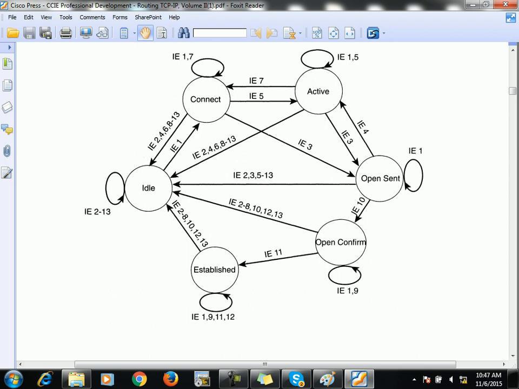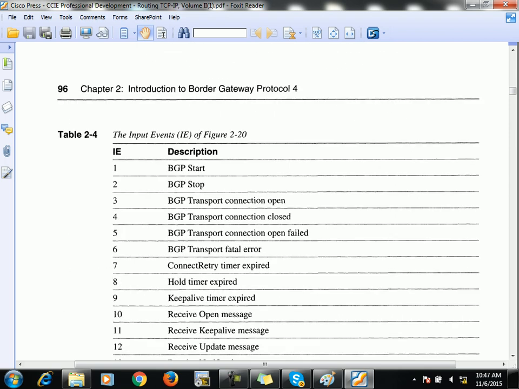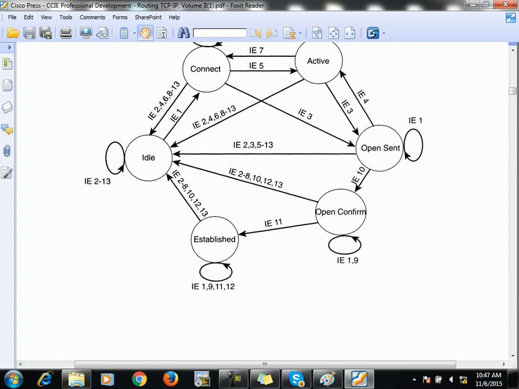Input event 2 can occur. 2 means BGP has stopped. It can directly move from open confirm back to idle state. Similarly, from open sent, it could directly move back into idle state, right? From open confirm, there are only two conditions. Either it will move into idle state, or it will move into established state, or it will remain in open confirm state itself. So if input event 9 occurs, what is input event 9? Keepalive timer expired, then also it will remain in open confirm state.